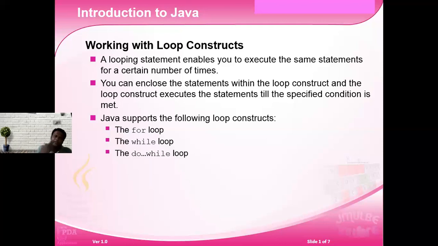To implement looping, we use three looping constructs. One is the for loop, another is the while loop, next is the do while loop. So we use three looping constructs.